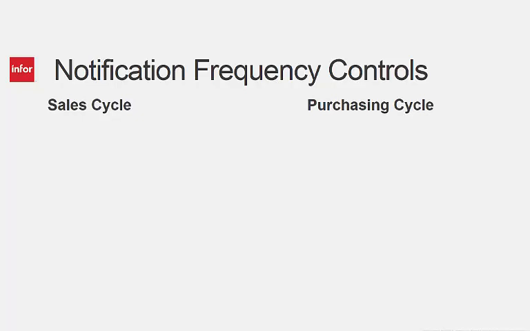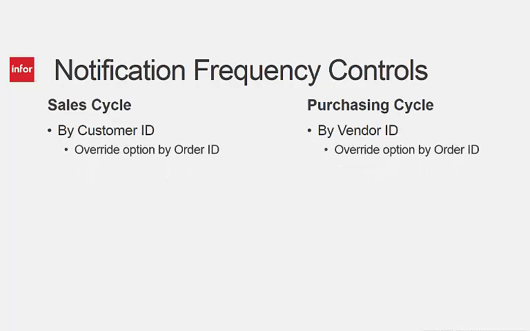There are 3 levels for controlling the frequency of the notifications you will be sending. You can set up notifications to be sent for every order for a given customer or vendor ID. With this option taken, you will also have an override on each order to suppress the email notifications for just that one order. At the second level of control, you can set up notifications by order ID.